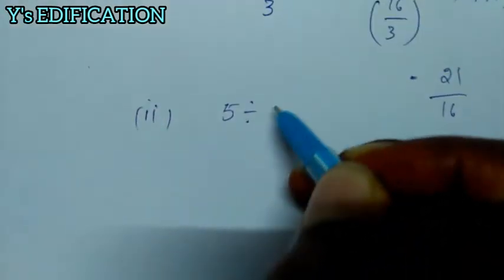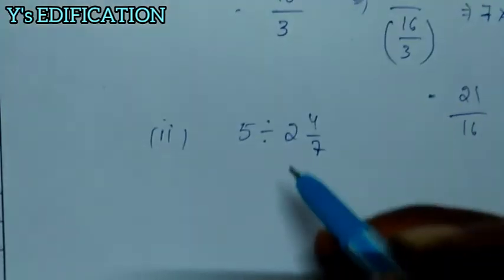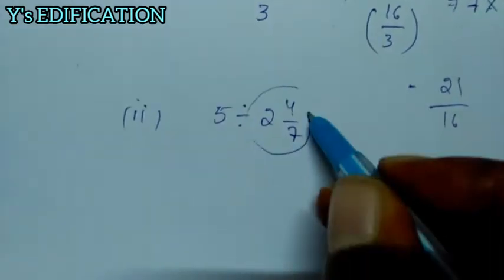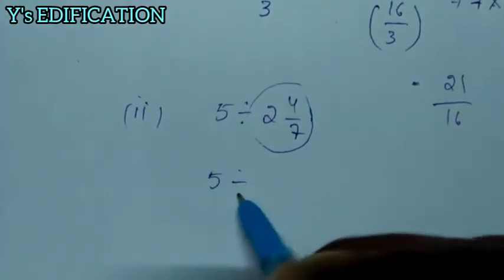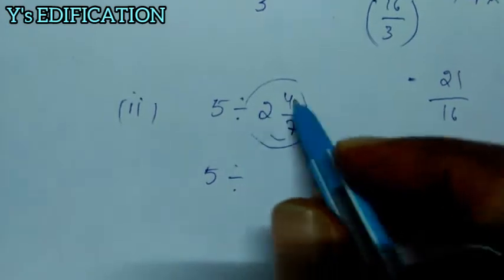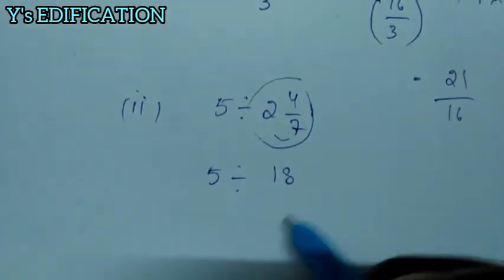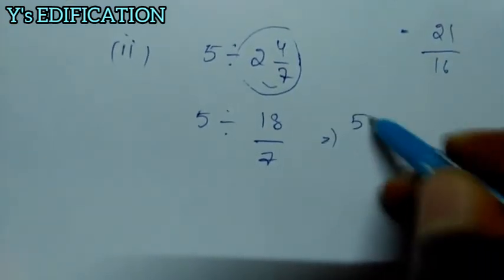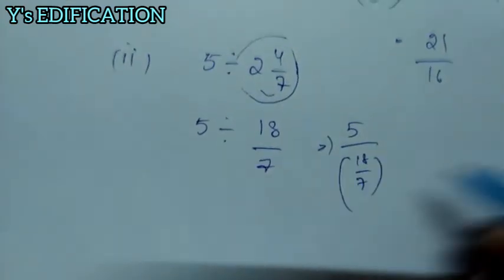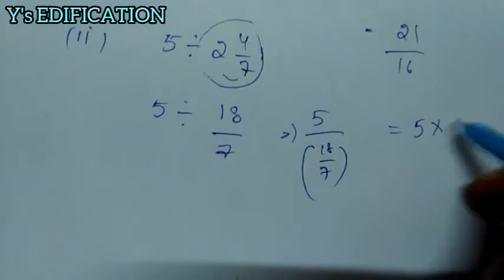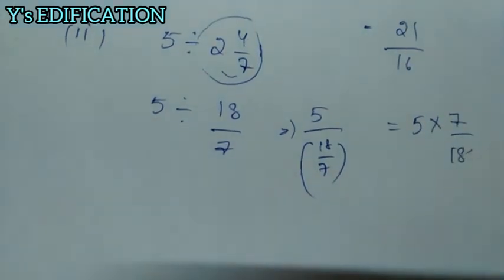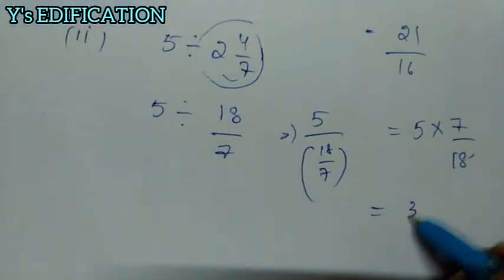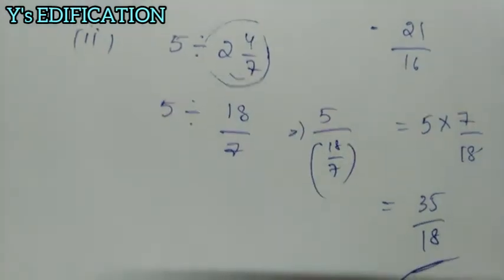5 divided by 2 4 by 7. Okay. So first convert this mixed fraction into an improper fraction. 7 into 2 is 14. 14 plus 4 is 18 by 7. Okay. So this one is 5 by 18 by 7. So convert this into 5 into 7 by 18. So what is 5 into 7? 35 by 18 is the answer.